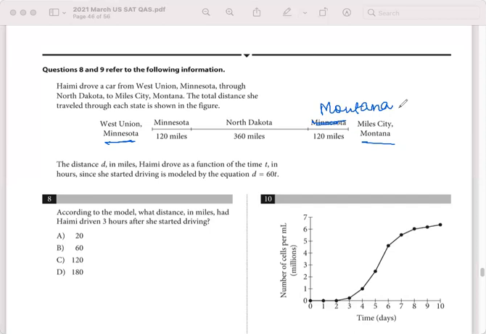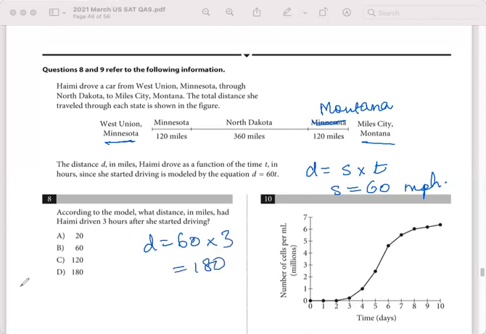Okay. The distance d in miles Jaime drove as a function of time since she started driving is modeled by the equation d is equal to 60 t. So I know that distance is speed into time. So then this tells me that her speed was 60 miles per hour, right? Okay. According to the model, what distance in miles had Jaime driven 3 hours after she started driving? So that will simply be 60 into 3, which is 180, option D.